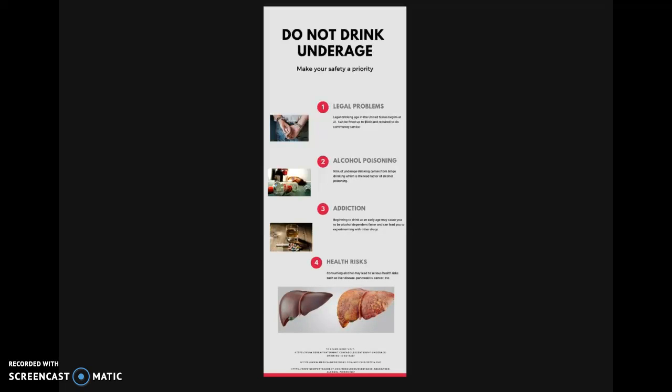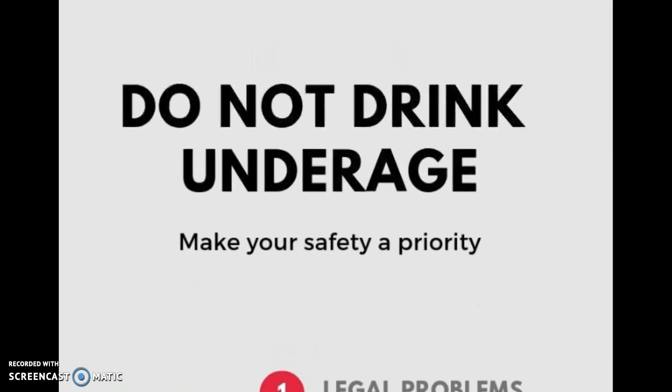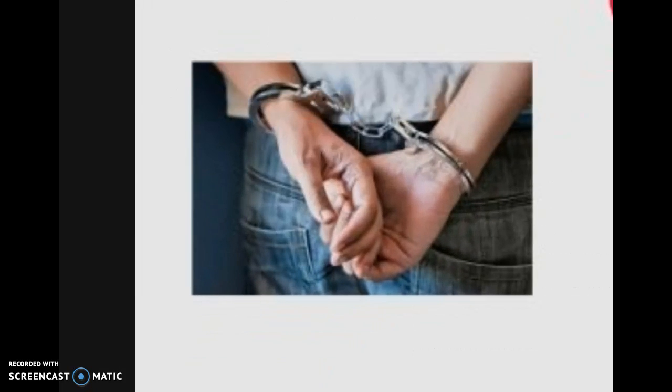This vertical infographic is titled "Do Not Drink Underage" and is explaining the dangers of underage drinking. Below the title there is a statement, "Make your safety a priority." On the left side there is a zoomed in picture of someone in handcuffs.